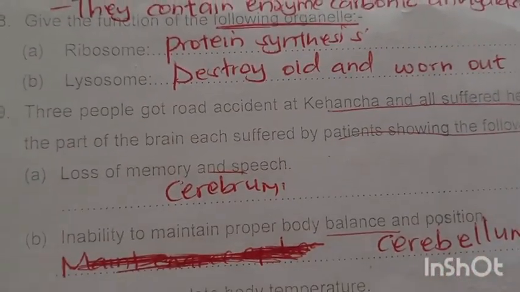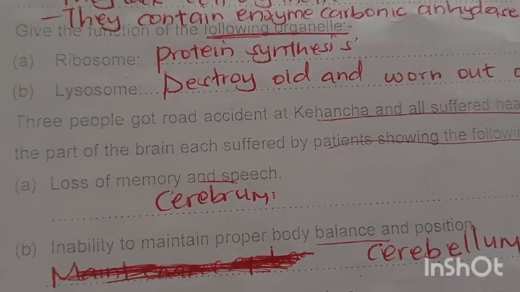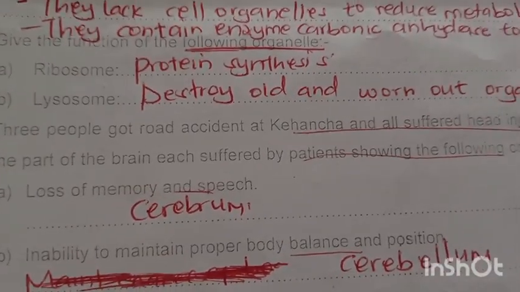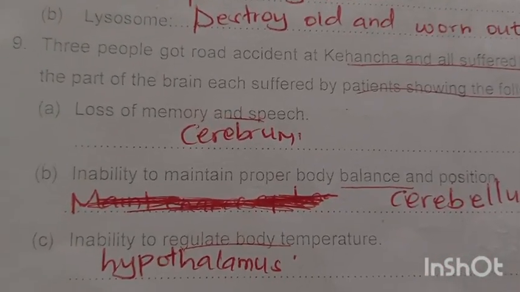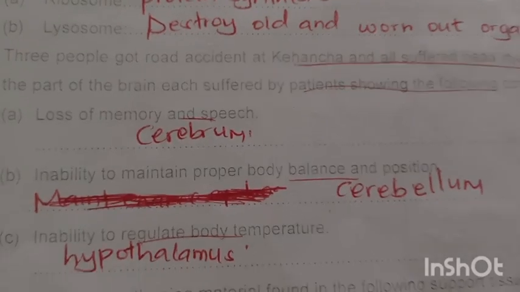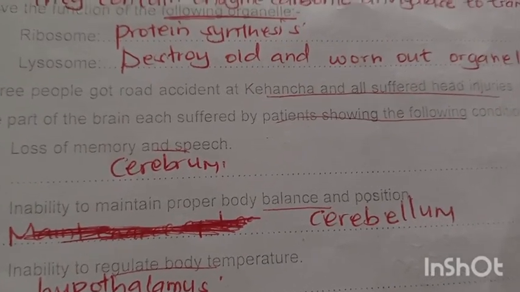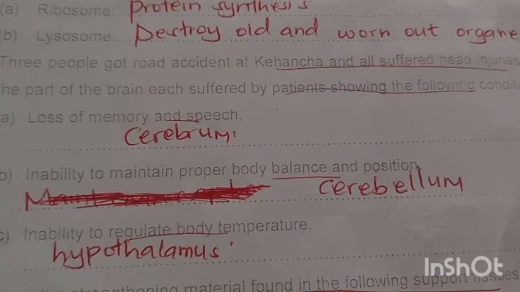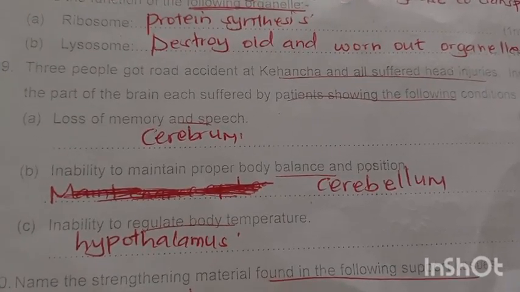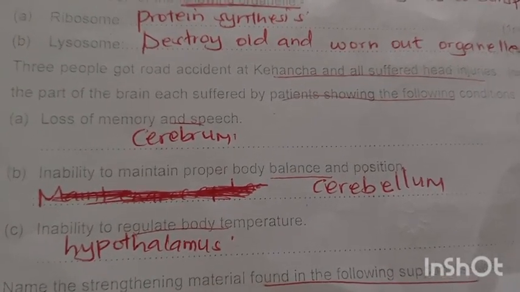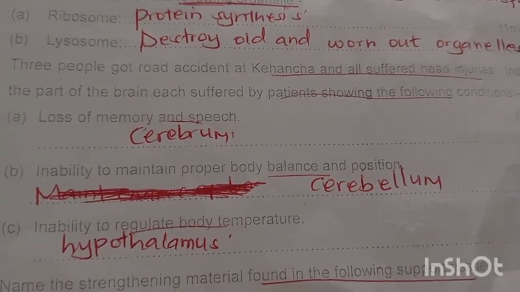Give the function of the following. Ribosomes, they are involved in protein synthesis. Lysosomes, they destroy the old and worn out cell organelles. 3 people got in a road accident at Kehancha and all suffered head injuries. Indicate the part of the brain each patient suffered, following the condition that they have. Loss of memory, that is the cerebrum. Inability to maintain balance, cerebellum, and inability to regulate their body temperature is the hypothalamus.